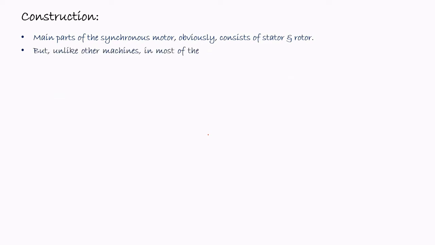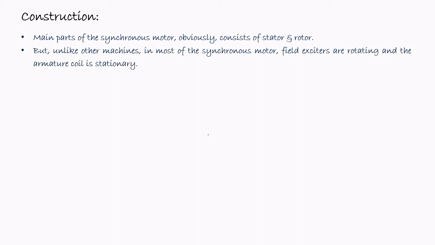Let's see the construction of the synchronous motor. Like the synchronous generator, the main parts of the synchronous motor also consist of the stator and the rotor. But unlike other machines, in most synchronous motors the field exciters are rotating. That means the field windings are placed on the rotor, and the armature coil is stationary. That means the armature windings are placed in the stator. Here, the armature windings means the three-phase stator winding.